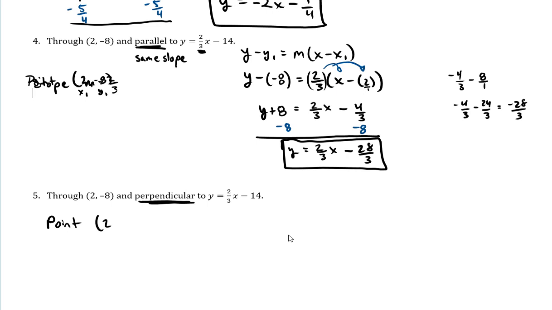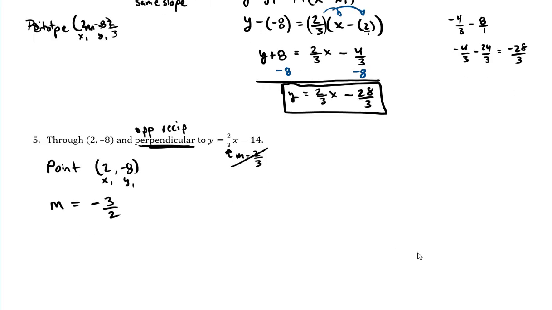So again, our point is ready already: x1 and y1. Perpendicular means to do the opposite reciprocal. So this has a slope of 2/3, and we want the opposite reciprocal of that. Opposite, so change it to the opposite sign, so it would be negative. And then reciprocal means to flip, so 3/2. Okay, so these are the ones that we want. So don't use 2/3 anymore. We're done with it. I'm just going to cross it out to avoid any confusion. We're using the negative 3/2 because we want perpendicular.